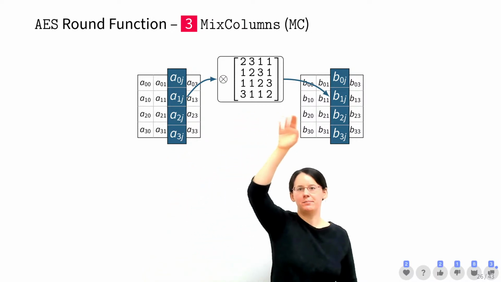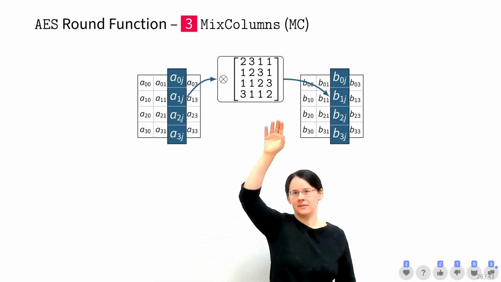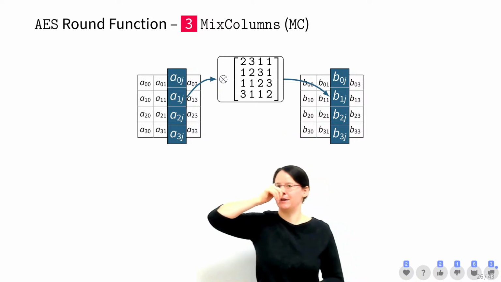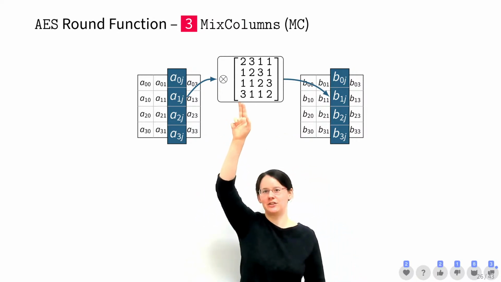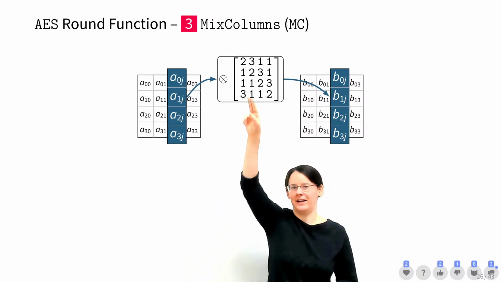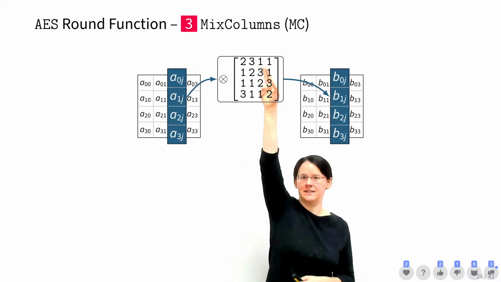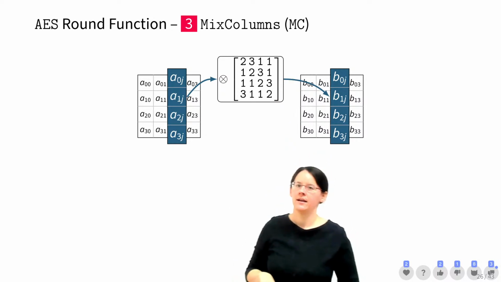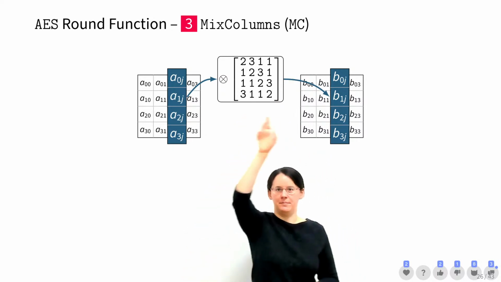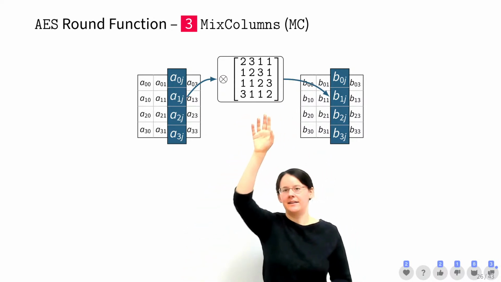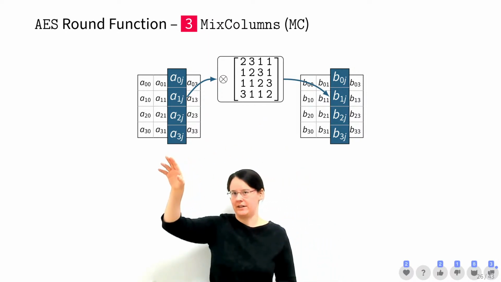And then we multiply it with a matrix. So the matrix is here written as a matrix of bytes, and you must imagine that each value here is actually a full byte. So this is actually not 2 but 0, 2, and this is 0, 3, and this is 0, 1, and 0, 1. So this is a matrix of 4 by 4 bytes, and it's multiplied to this vector.